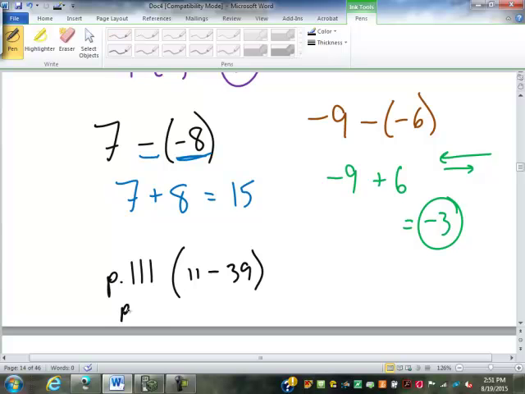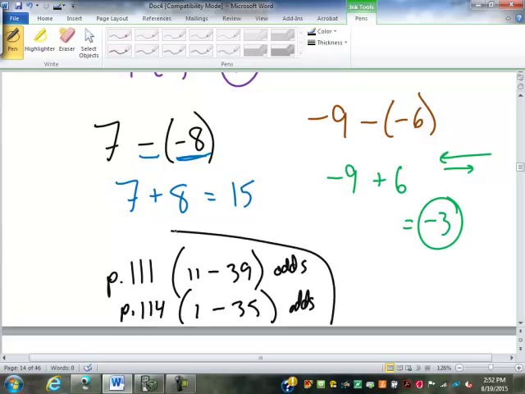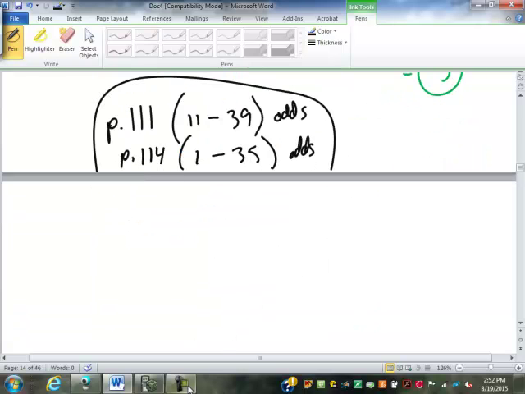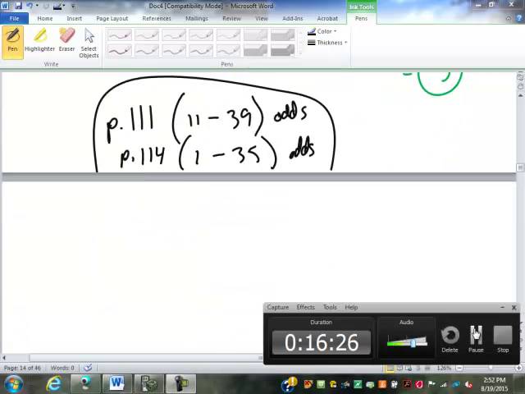And then on page 114, I'm going to have you do 1 through 35 for now. Again, just do the odds. I'm going to let you work on those for a few minutes. While you're working, I'm going to pass out the packet with the answers for the odd number problems so you can check your homework. Just the odds on both of those, yep.